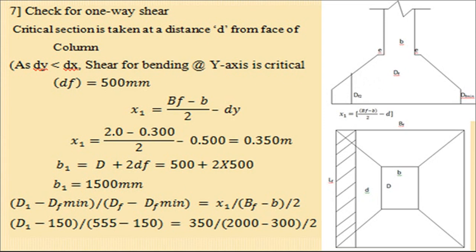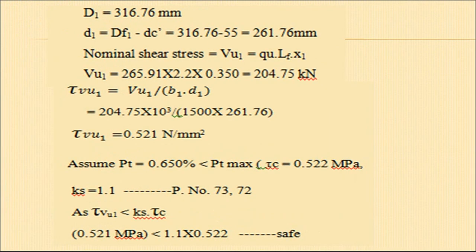Now we can find out the value of capital D1 and small d1. Then nominal shear stress Vu1 is equal to Qu multiplied by LF into x1. So Vu1 is equal to 204.75. Then nominal shear stress is equal to Vu1 divided by B1 into D1, the effective depth at the critical section. Then tau Vn is equal to 0.521 Newton per mm square.